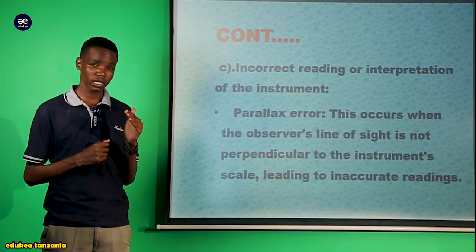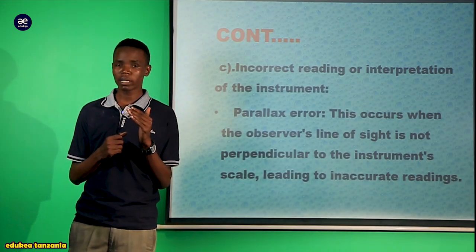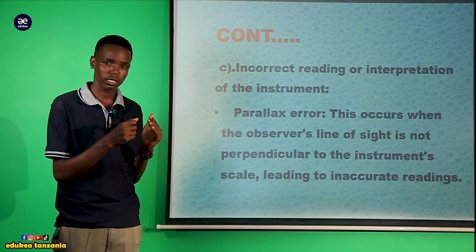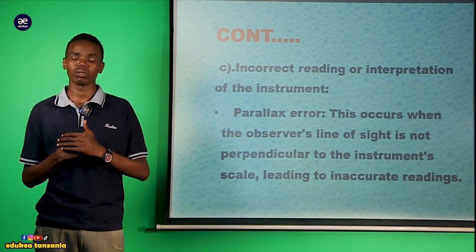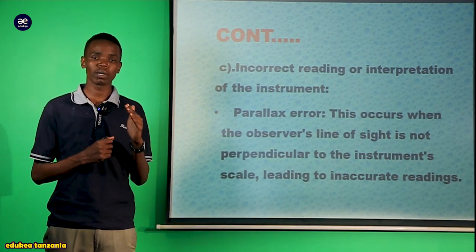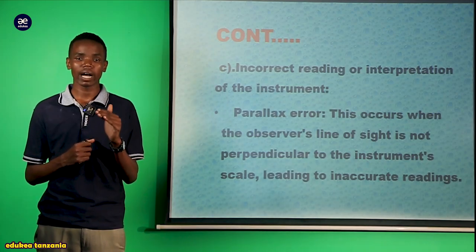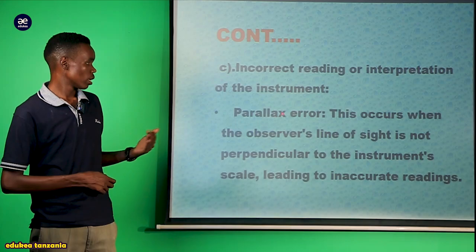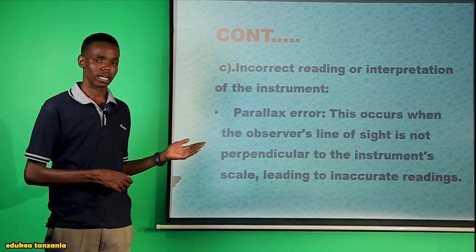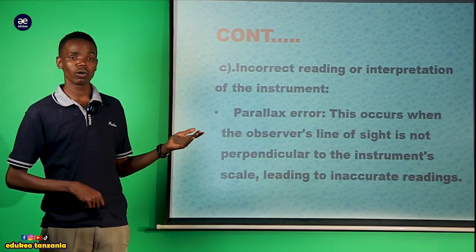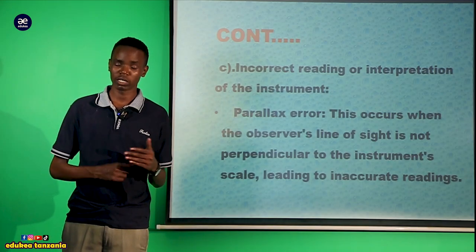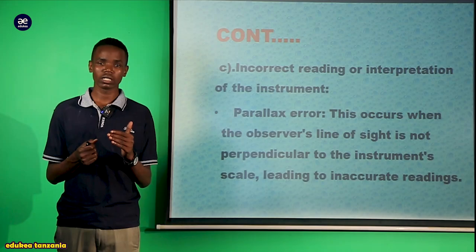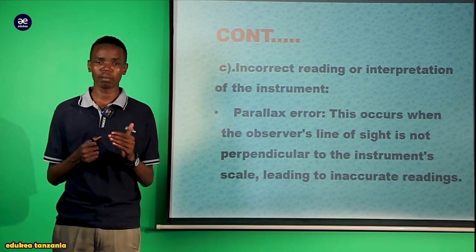Wengine wanakuwa na matatizo ya macho. Kwa anapokuwa na matatizo ya macho, it means kwamba hawezi akasoma carefully the reading on an instrument, na hiyo itaweza kumpelekea aweze kupata data ambazo sio sahihi. You can see here that here is the parallax errors that can occur on the interpretation of the instruments. How does the parallax error become a cause of the systematic error, my dear student?